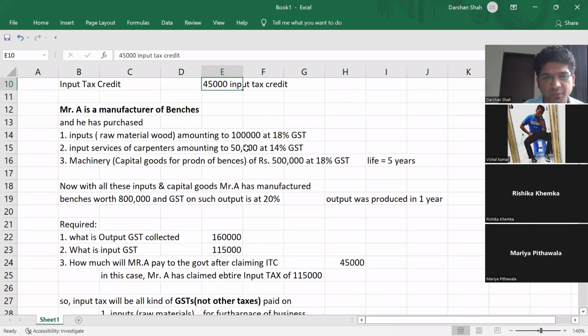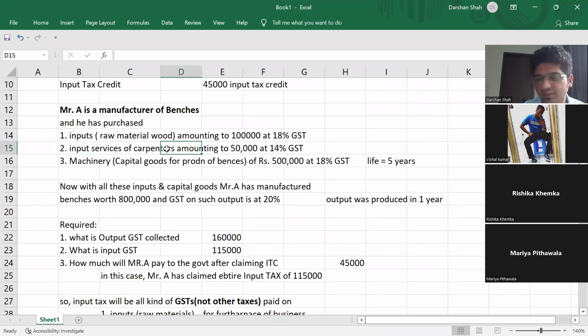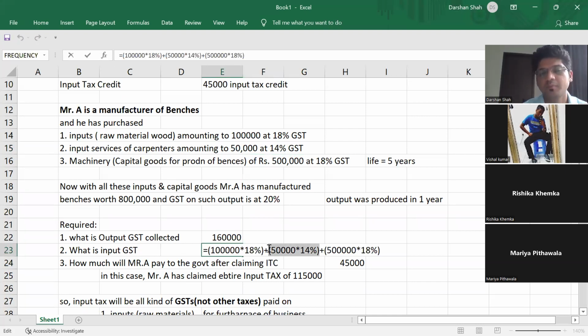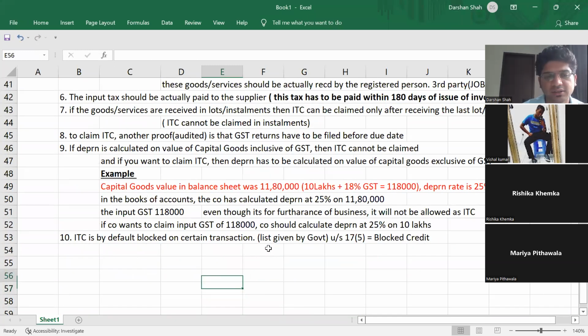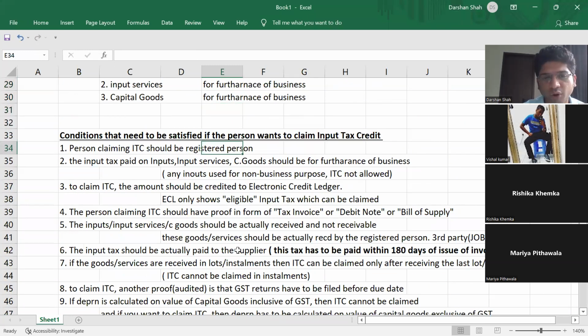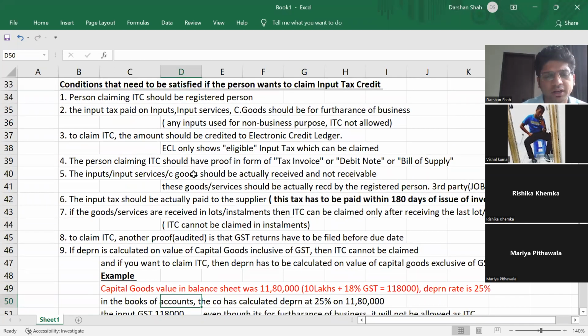So for example, I have taken the input services of carpenters, right? But it has been given in installments and I have not yet received the last installment. Then can I claim this? No, sir. Correct. So you have to read the conditions at least 3-4 times. Today, you guys will read these conditions. I have clearly given all the conditions. I'm not going to give a separate chart for these conditions because I wanted to explain each condition one by one.